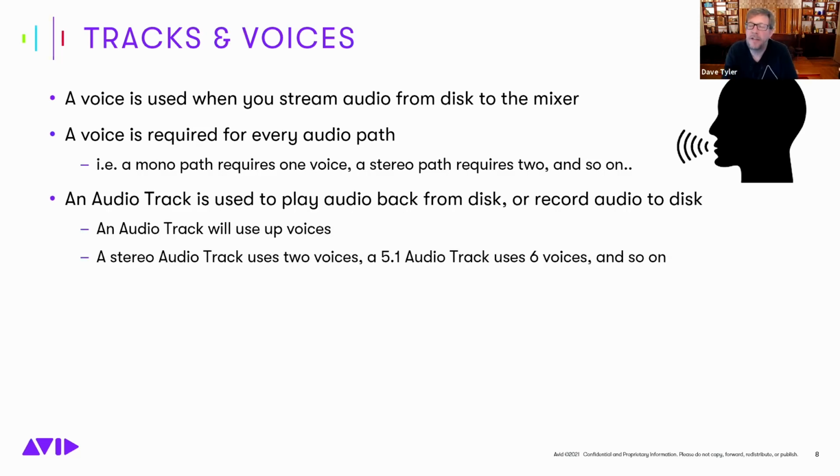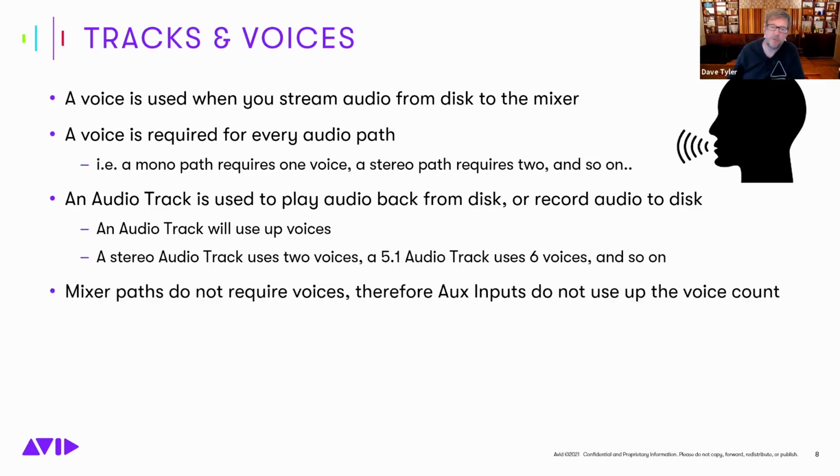In Pro Tools, it's the audio track's job to take that audio from disc. So it's streaming the audio from disc, and that's where the voice comes in. So an audio track will use up voices. A stereo audio track uses 2, a 5.1 audio track uses 6 voices, and so on. There's an important distinction there between tracks and voices. Another important thing to bear in mind is that mixer paths don't require voices. So if you've got aux inputs in your session, they don't use up your voice count. As you're routing audio around your mixer, you're not using up voices along the way.